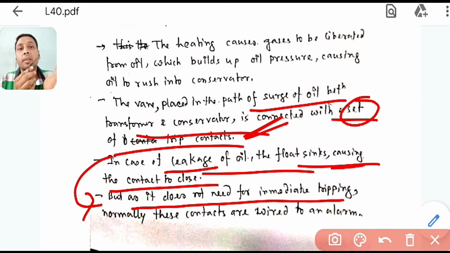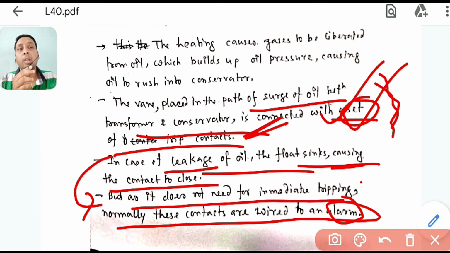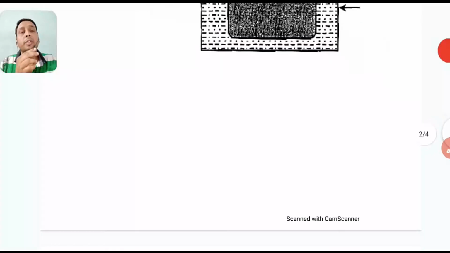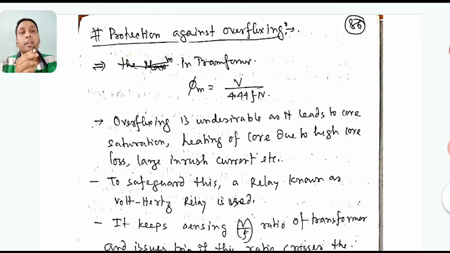Oil leakage does not need immediate tripping. Normally these contacts are wired to an alarm. So this is connected to the alarm, not directly tripping. This one is for trip. If the oil flow or velocity of oil is very high, then it will directly trip. If the level is decreasing, then it will give an alarm. Okay. So that is the Buchholz relay. The next thing is protection against overfluxing.